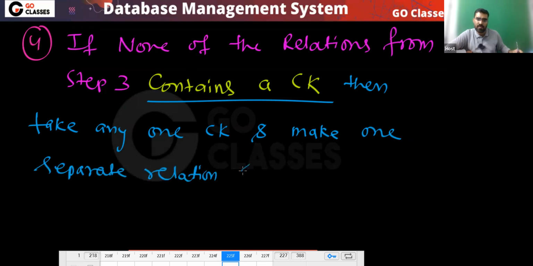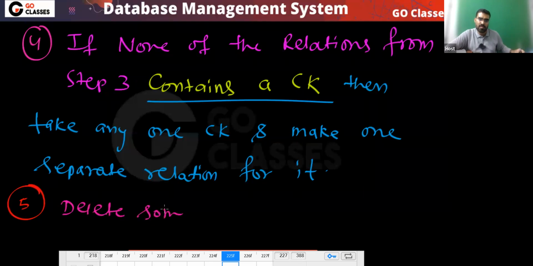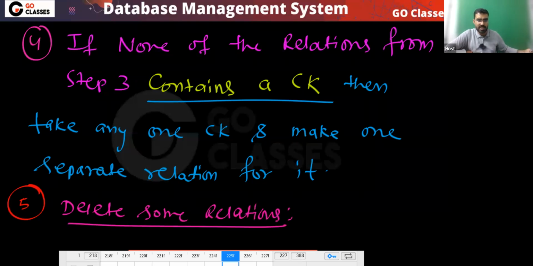Separate relation for it. Is this clear? And there is one more step. If one relation is superset of another, you can delete. In the last step, you can delete some relations. Which relations can you delete?